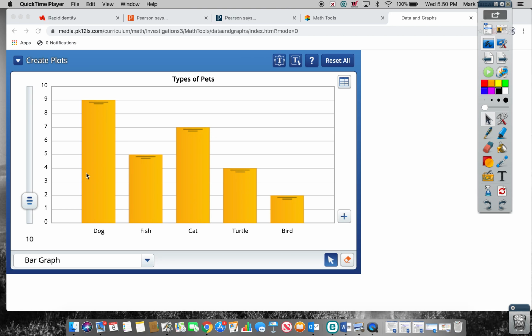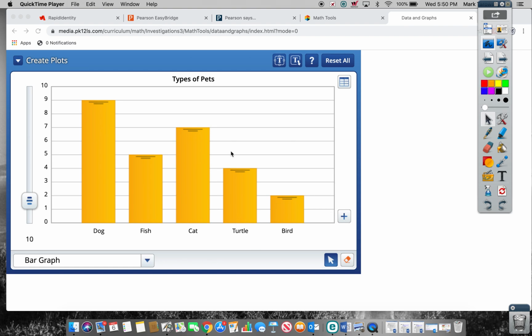With any graph, there's a few things we're going to need. For instance, a title. This one is types of pets. That lets anybody looking at this graph know what it's about. Obviously, then we need to have choices. We've got dog, fish, cat, turtle, birds, and of course we would have had people that we were asking the question of, most likely, what type of pet do you have?